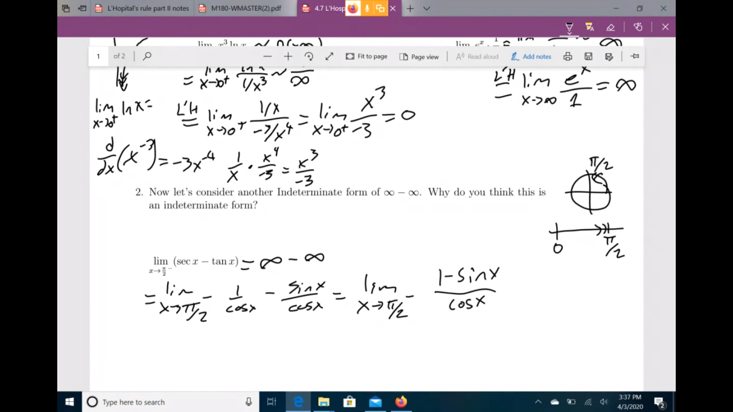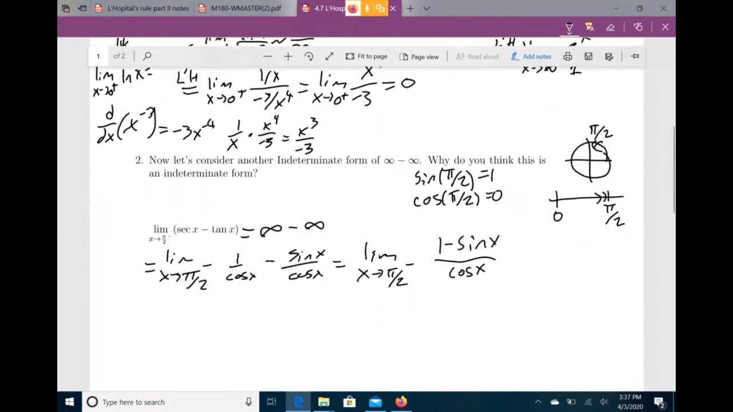All right, and now if I try to plug in pi over 2, recall that sine of pi over 2 is 1 and cosine of pi over 2 is 0. So this looks like 0 over 0. Okay, so we had this indeterminate form. We just combined it into a single fraction, and now it looks like 0 over 0. All right, so now we can use L'Hopital's rule.